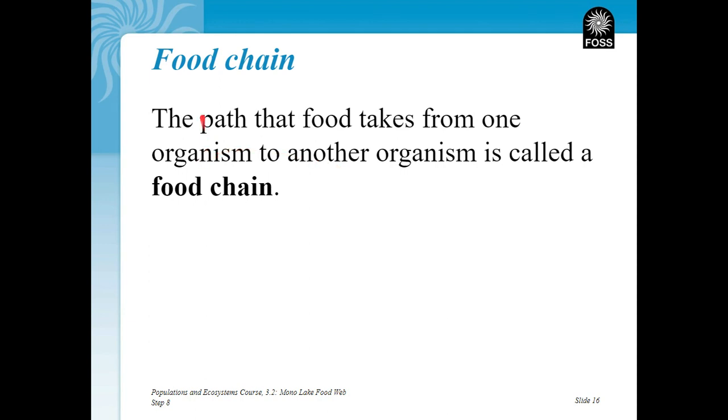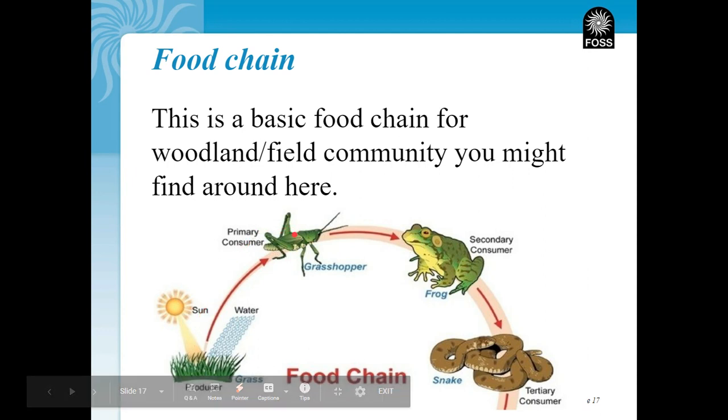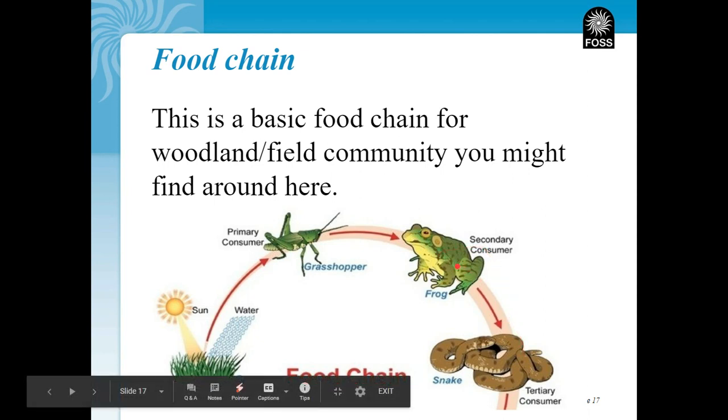Now, what you're actually creating with these is a food chain. And that's just a diagram that shows with arrows the path that food takes from one critter to another. So I've shown a simple one here that's not Mono Lake, just one you'd find in woods or grassy fields here in New England. And notice that we have grass gets eaten by grasshopper. Then the arrow goes to the frog eats the grasshopper, and then the snake eventually eats the frog. So this is like a chain. They're linked together like in a straight line. That's a food chain.